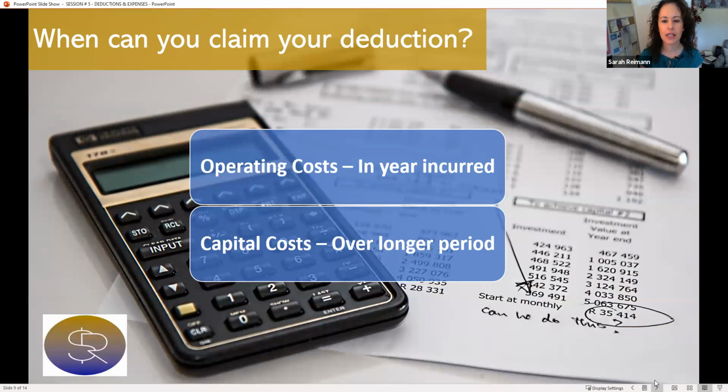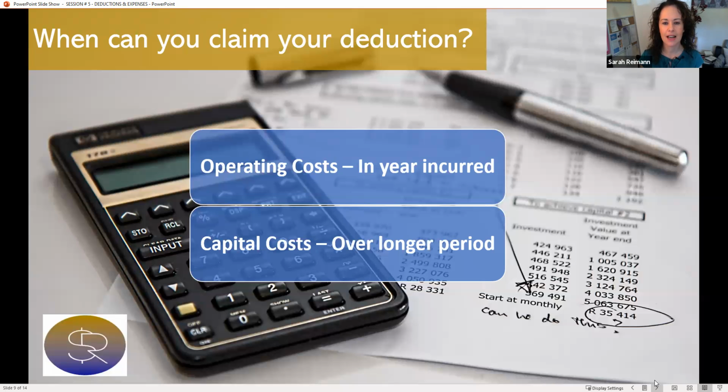So when can you claim your deduction? The type of expense, whether it's an operating expense or a capital expense, determines when you can claim your deduction. So generally you can claim operating expenses such as office stationery, rent, insurance, and general running costs of your business in the financial year that you have incurred them or paid for them. Your capital costs such as machinery and equipment, so big things like large costs such as cars and vehicles and plant and things like that can get depreciated over a longer period of time.